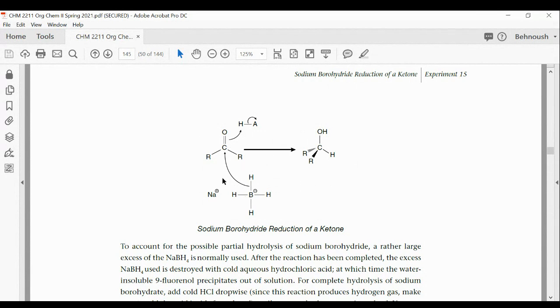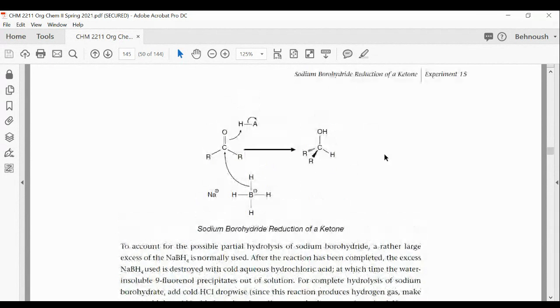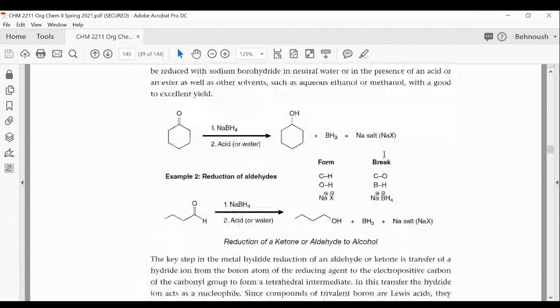The type of reaction is an addition reaction or reduction reaction because it's adding 2 hydrogens. The hydride is coming from sodium borohydride, and the hydrogen to protonate the alkoxide is coming from the solvent. So you have alcohol as the product. This reaction shows that if you have a ketone, it will give you a secondary alcohol. If you have an aldehyde, it would change to a primary alcohol.